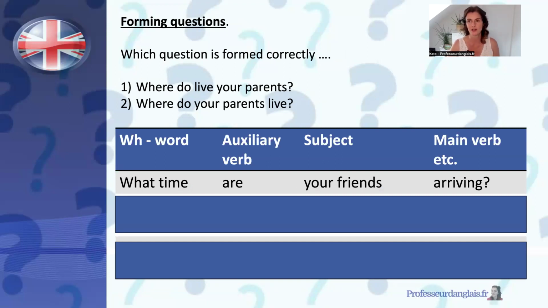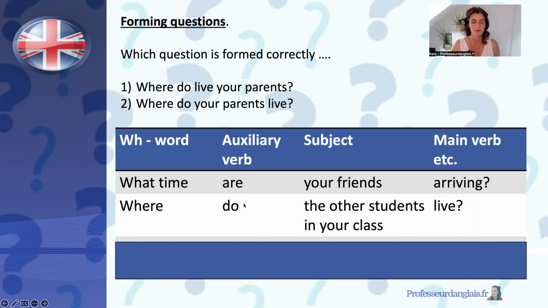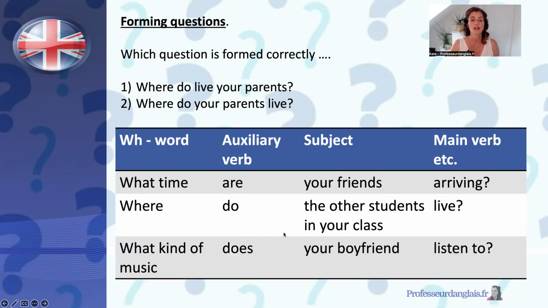Notice the word order after WH questions. We start with the question word, what time, for example. Then follows the auxiliary verb, do or are. The subject, your friends. And then the main verb and the rest of the sentence. So, what time are your friends arriving? Some more examples. Where do the other students in your class live? What kind of music does your boyfriend listen to?